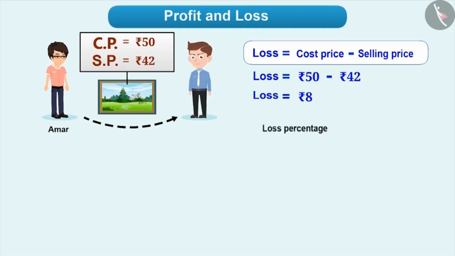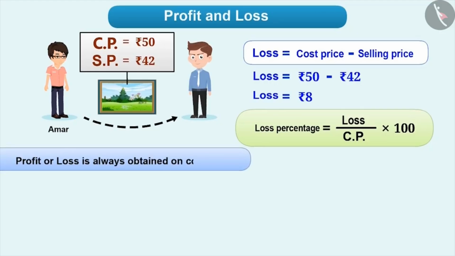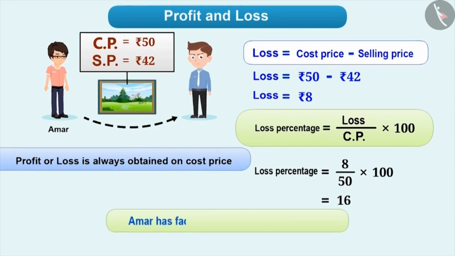To represent any fraction in percentage, we multiply it by 100. Therefore, loss percentage for Amar is equal to loss by cost price into 100. Remember that profit or loss is always obtained on cost price. So loss percentage for Amar is equal to 8 by 50 into 100, which is equal to 16. So he gets a 16% loss on his cost price.